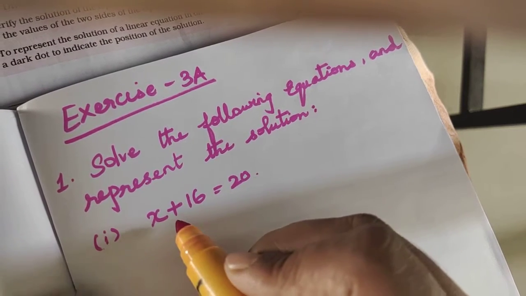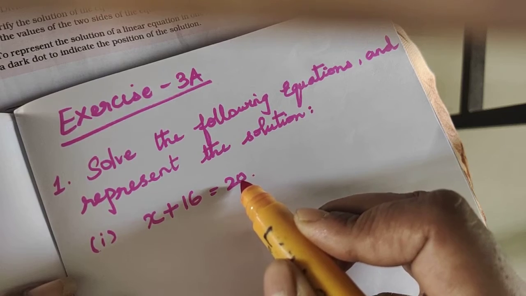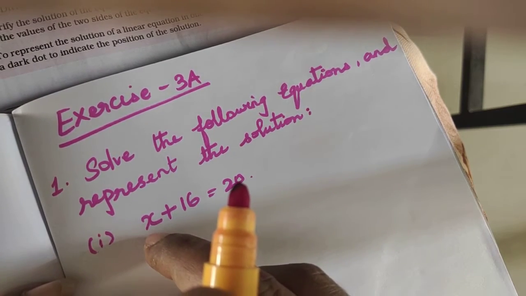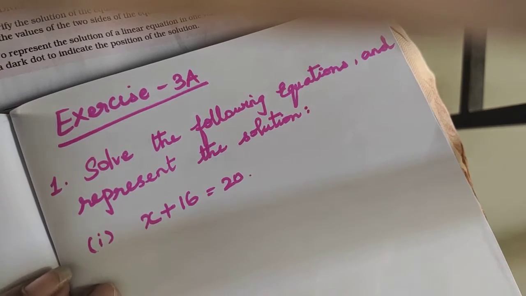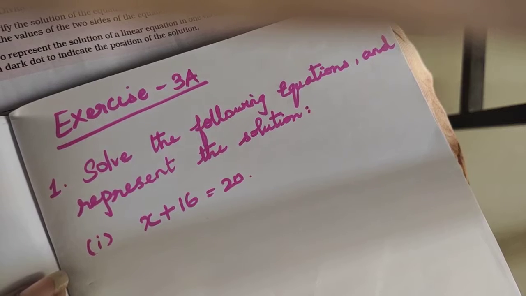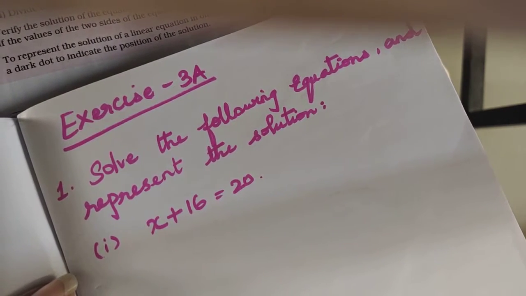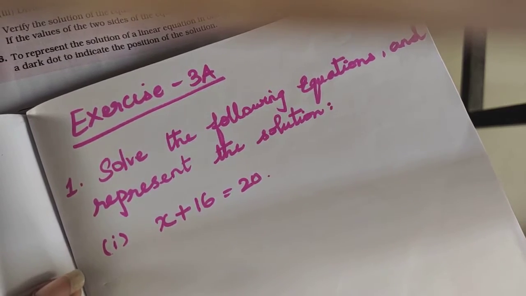So here the question is x plus 16 equal to 20. Here I am going to get the value only for my x, because x only is unknown. Now this is 16. 16 is 16. I know that because it's a constant. 20 is 20. I know it because it's a constant. But x is the variable which is the unknown variable where I need to get the value for it.